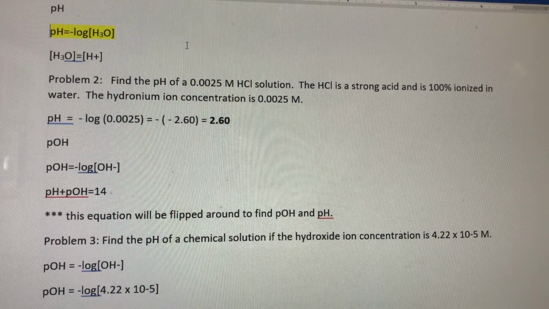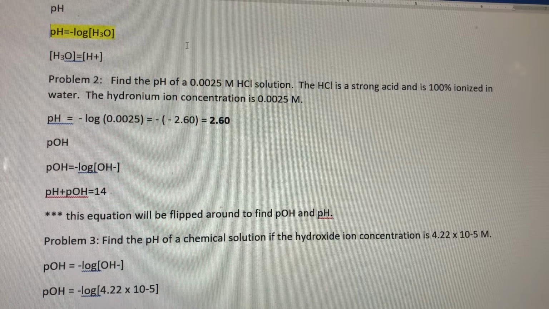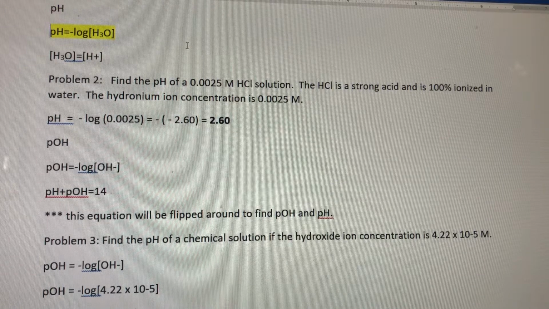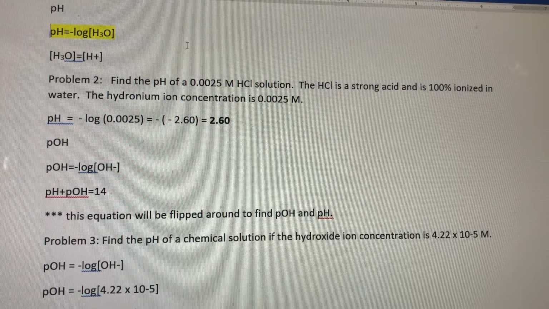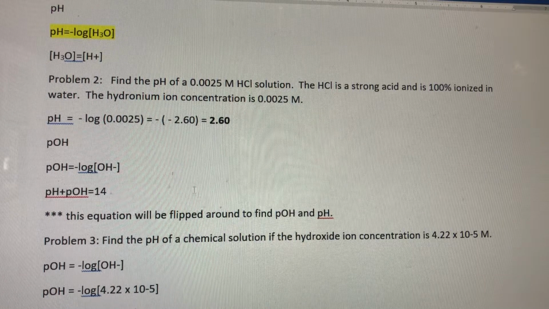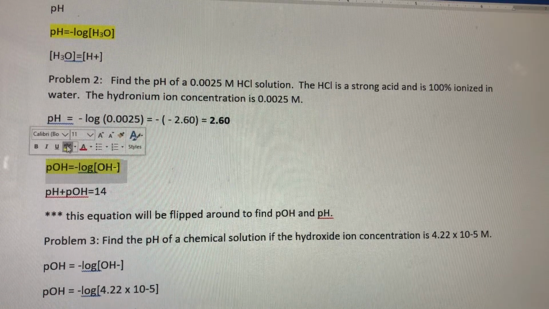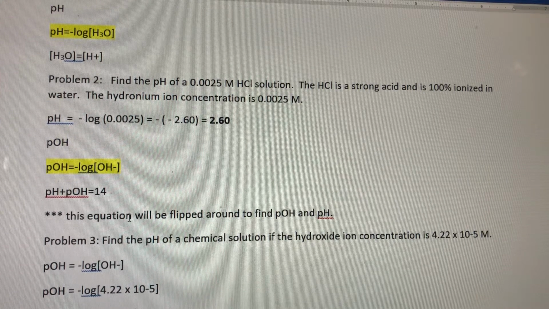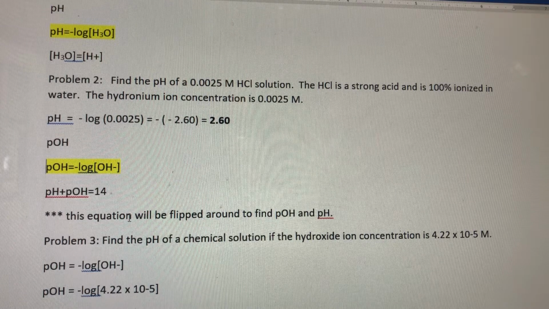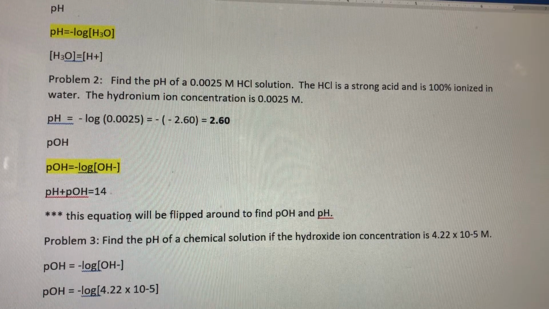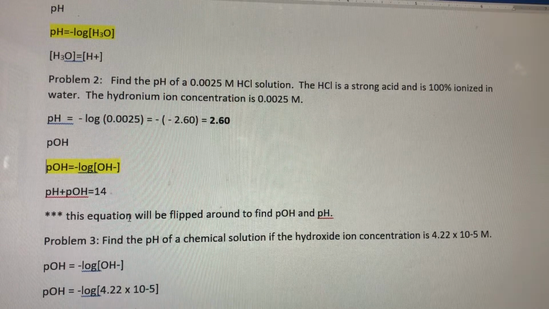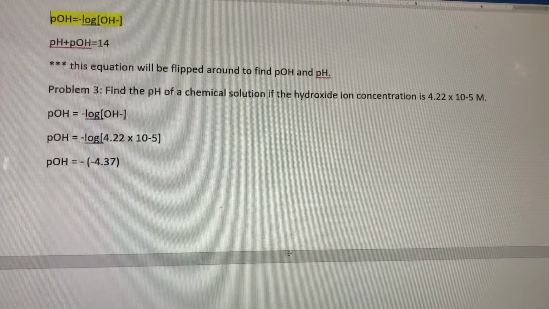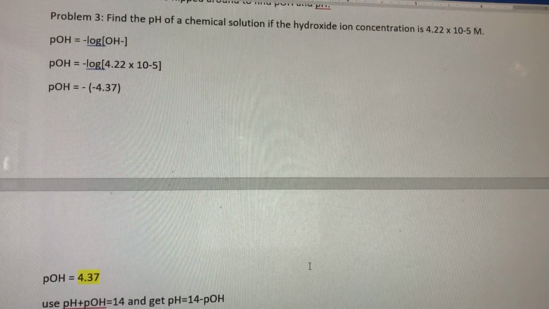So now we're going to discuss pOH, and pOH is the negative log of the hydroxide ion. This is another formula you must know over the course of the material. We also have pH plus pOH equals 14. This is a very important equation to know and have memorized, because you're going to flip it around and solve for pOH and pH during the course of the material. This is our last problem, the last thing we're discussing right now.